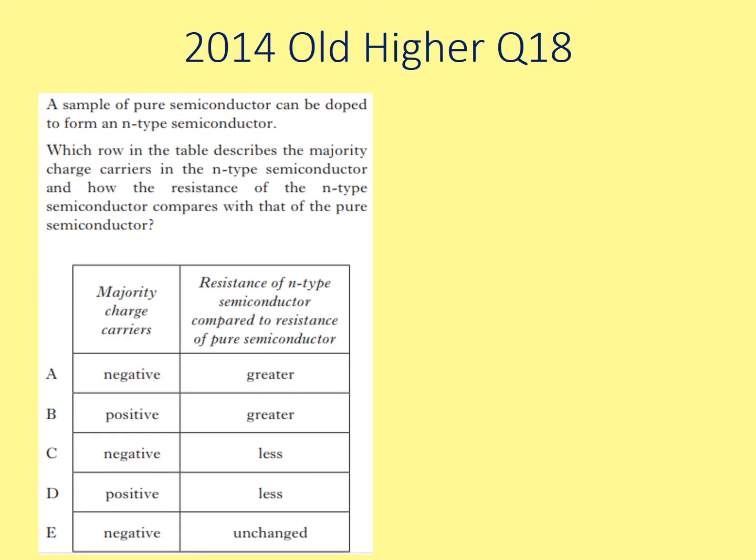2014 Old Higher Question 18. A sample of pure semiconductor material can be doped to form an N-type semiconductor. Which row in the table describes the majority charge carriers in the N-type semiconductor, and how the resistance of the N-type semiconductor compares with that of the pure semiconductor? Well, we dope in order to decrease the resistance of the semiconductor, or to make it more conductive. When we N-type dope, our majority charge carriers are going to be N-type, that is negative. So straight away we can get rid of D, we can get rid of B. We're looking at negative majority charge carriers. The resistance is going to be less. So the answer is C.